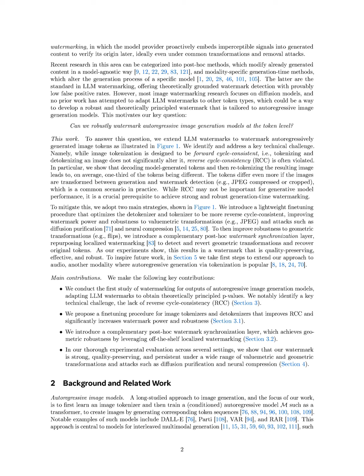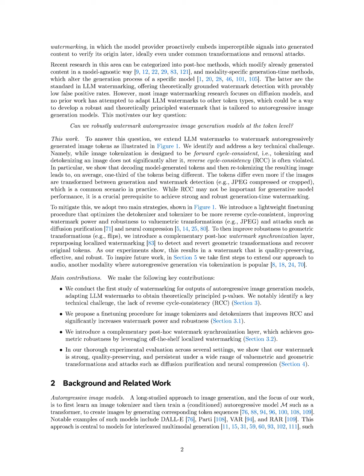The proposed watermarking method for autoregressive image generation models involves several key steps. First, it addresses the challenge of reverse cycle consistency, RCC, which is crucial for ensuring that tokens generated by the model remain consistent when detokenized and retokenized. To improve RCC, a fine-tuning procedure is introduced that optimizes the detokenizer and tokenizer, allowing for better alignment between the original and retokenized outputs, thus enhancing watermark power and robustness against transformations like JPEG compression.